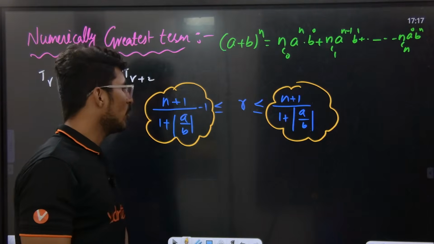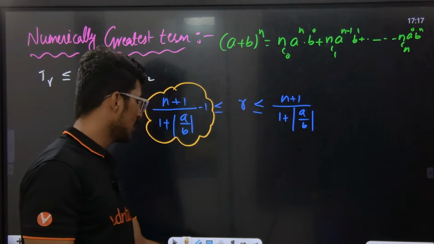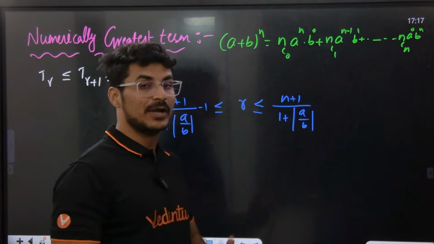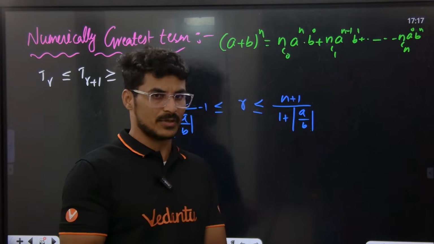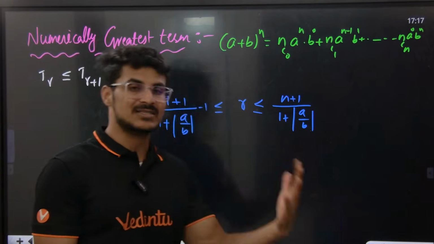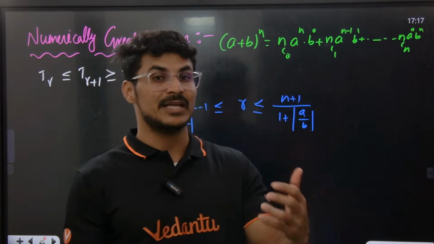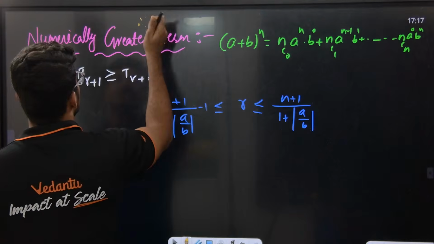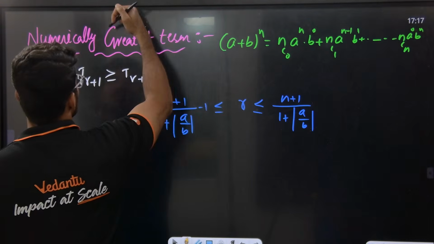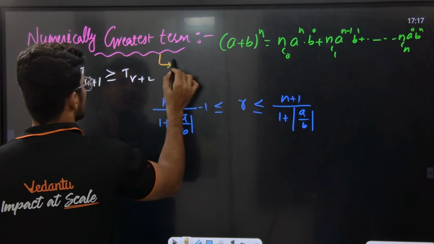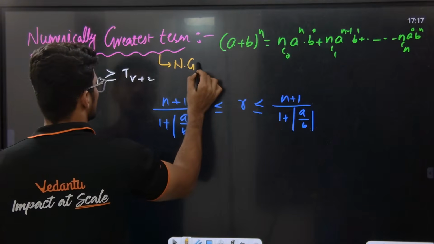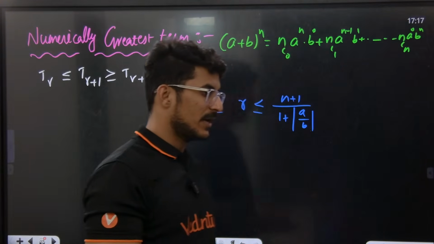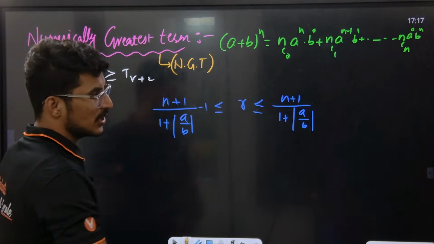By using this we will be finding the value of r. If I get the r value, I can find out which term is the greatest term. For example, if r comes as 6, then the 7th term will be the NGT. NGT means numerically greatest term. In short, I'm just calling this NGT.